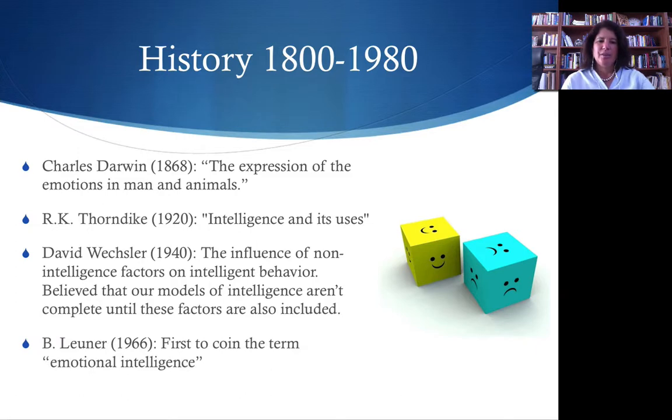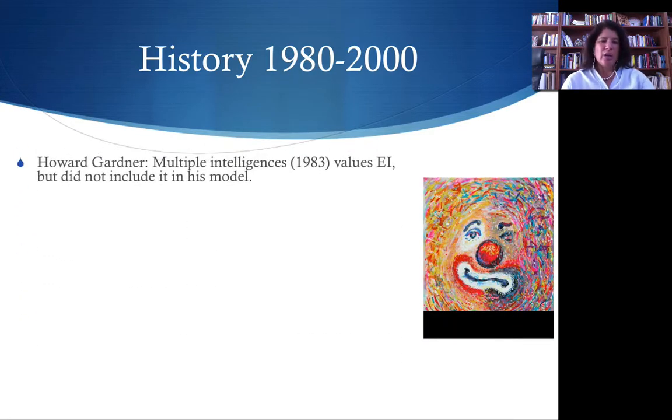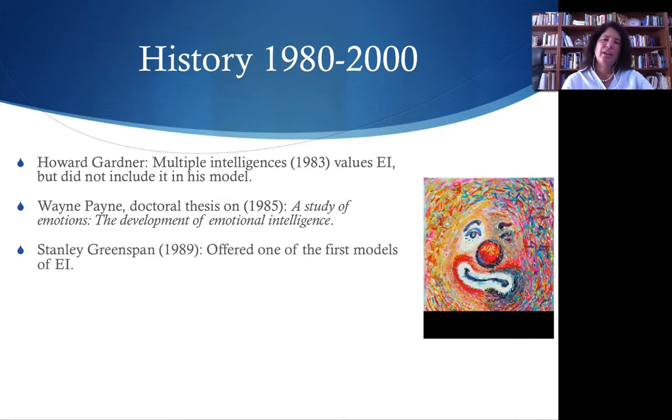This was followed by Lerner in 1966, and he was the first to coin this term of emotional intelligence. This became really popular in the 80s. Howard Gardner never talked about emotional intelligence, but he talked about the role of multiple intelligences, right? And this was followed by Payne's doctoral thesis, which was a study of emotions and the development of emotional intelligence. This is the first mention in modern literature about this concept and how it actually influenced your reaction to your world, not only in an academic sense, but in a social sense.